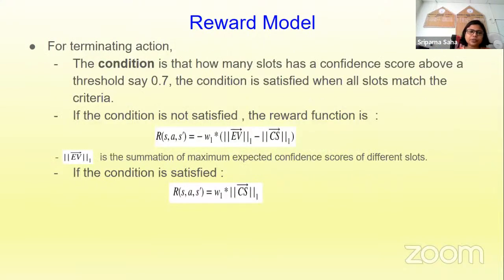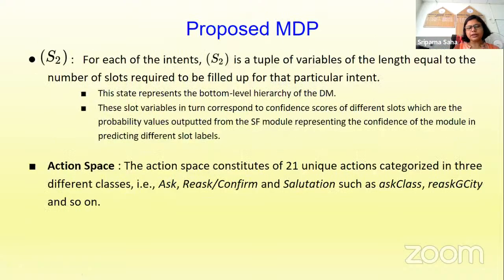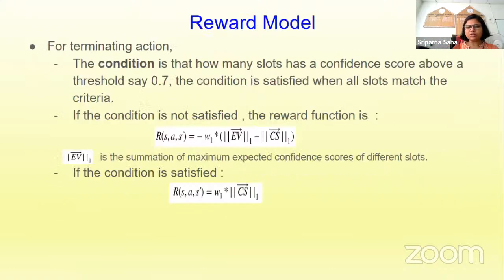Now for the terminating action, the condition is how many slots have a confidence score above a threshold, say 0.7. The condition is satisfied when all slots match the criteria. For example, at the terminating condition, in S2 you have all the slots and the corresponding confidence scores. If for all the slots the confidence score is greater than 0.7, then it is a good terminating condition. If it is satisfied, then we give the reward W1 times the summation over the CS.